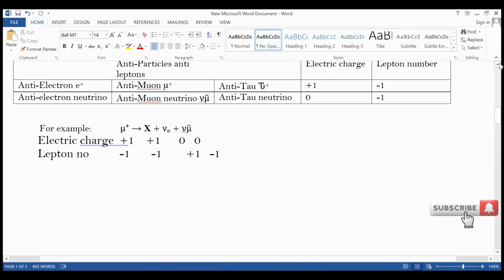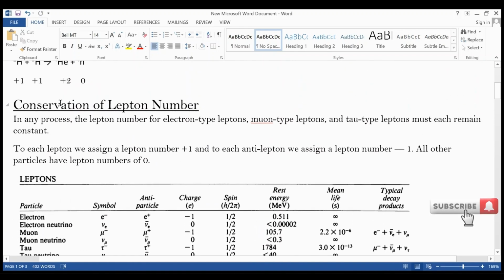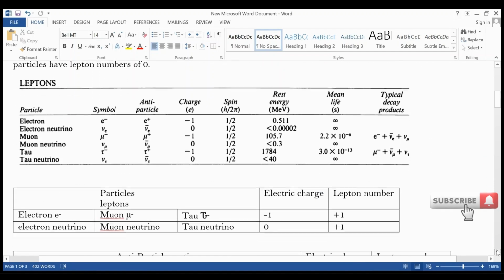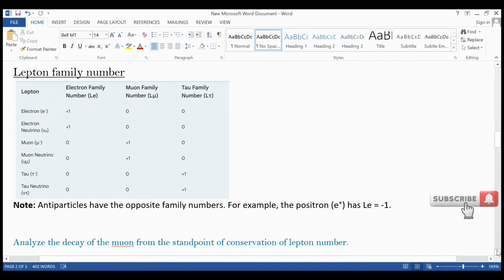Here's the concept of lepton family number. So conservation of lepton number means the lepton number for electron type leptons, muon type leptons, and tau type leptons must remain constant. So for this, here is a table. Electron family lepton number will be +1 for electron and electron neutrino. And for the rest of two, it would be 0.